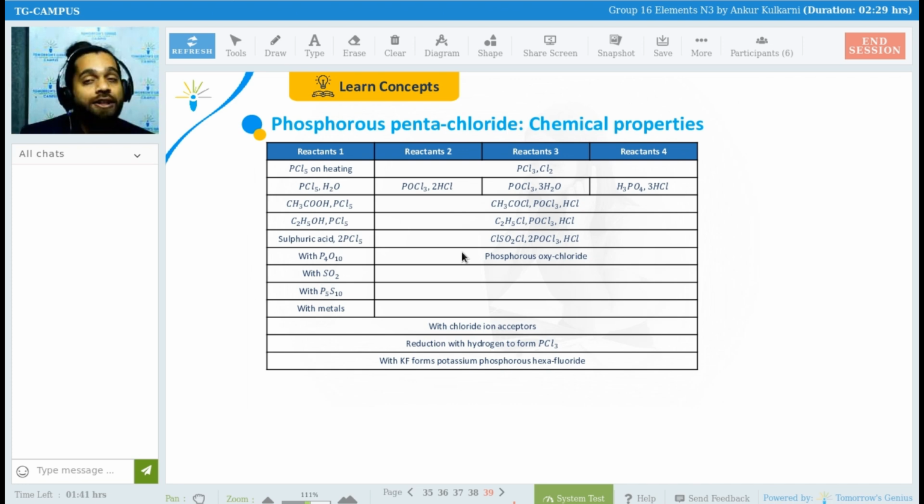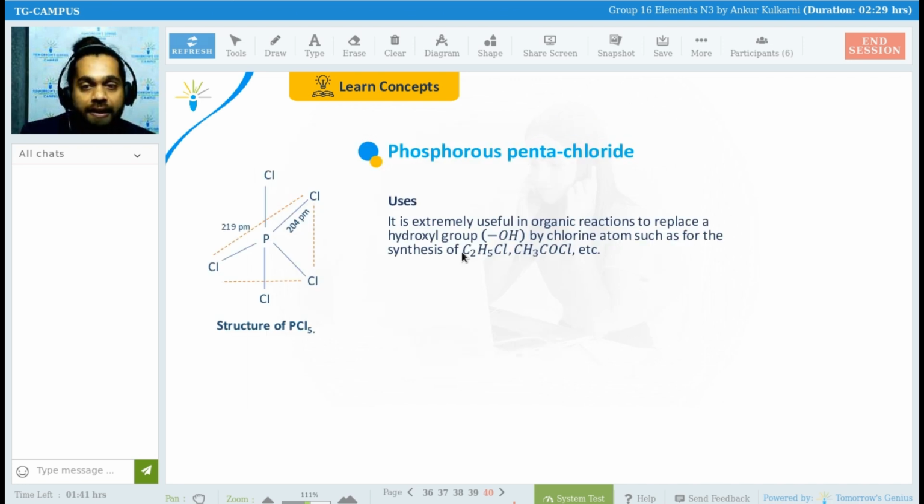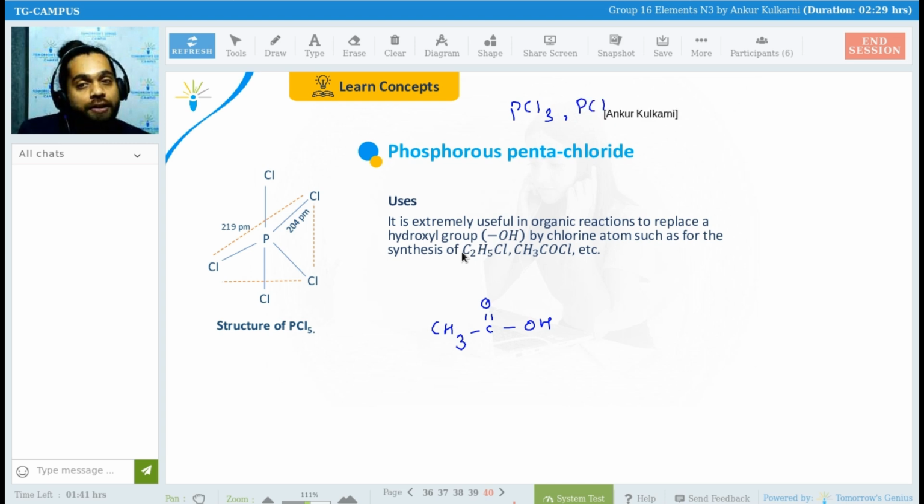So all these chemical properties, just like PH3, we have seen PCl3, same is the case with PCl5. These are completely organic reactions. They may not come in inorganic. What are those? Acids, like acetic acid, CH3COOH. So your PCl3 and PCl5, write it down, they are chlorinating agents. You will study that in organic chemistry.